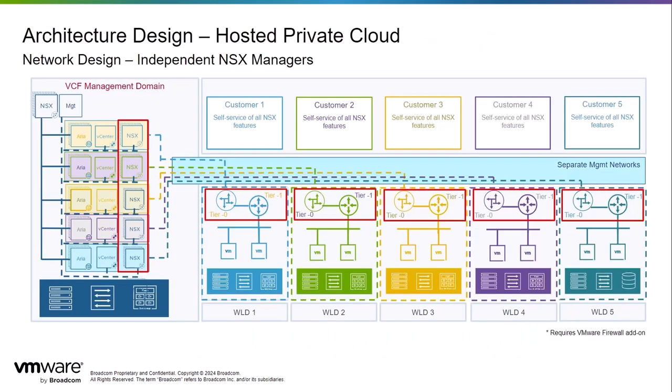This diagram shows the hosted private cloud model. Here you see the network design with independent NSX managers per customer. VMware Cloud Director is not present in this architecture. Each tenant would have the networking capabilities supported by the NSX Enterprise Manager deployed for their workload domain. A separate NSX manager is required due to each workload domain being isolated.